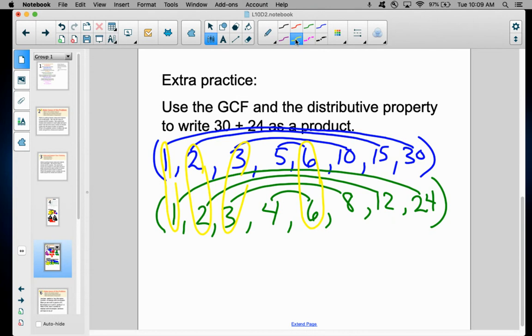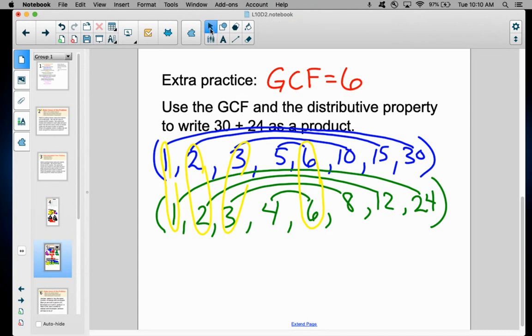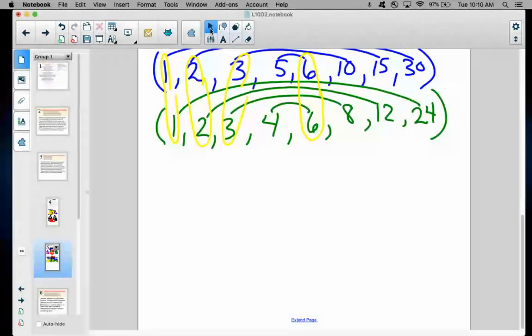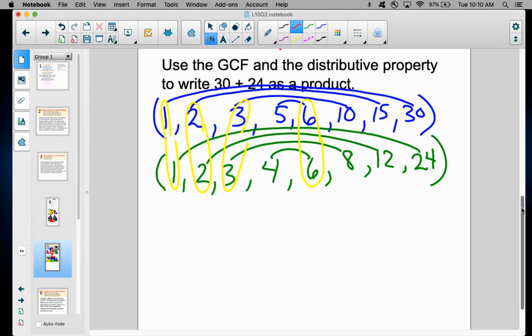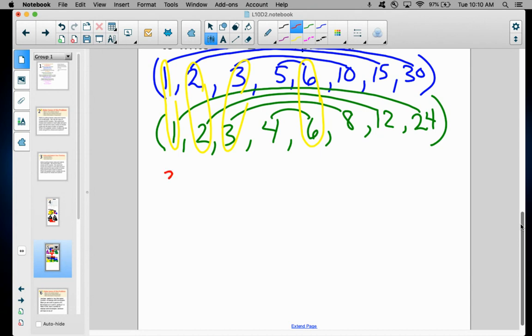So the greatest common factor is 6. That's the first thing you have to find before you can finish using the distributive property. Just going to put my marker in here and extend this a little bit. So now we have 18. Not 18, sorry. We have 30 plus 24. I'm just going to write that here. We're writing this as a product using the 6 as the greatest common factor. And then the factor pair of 6 goes inside.